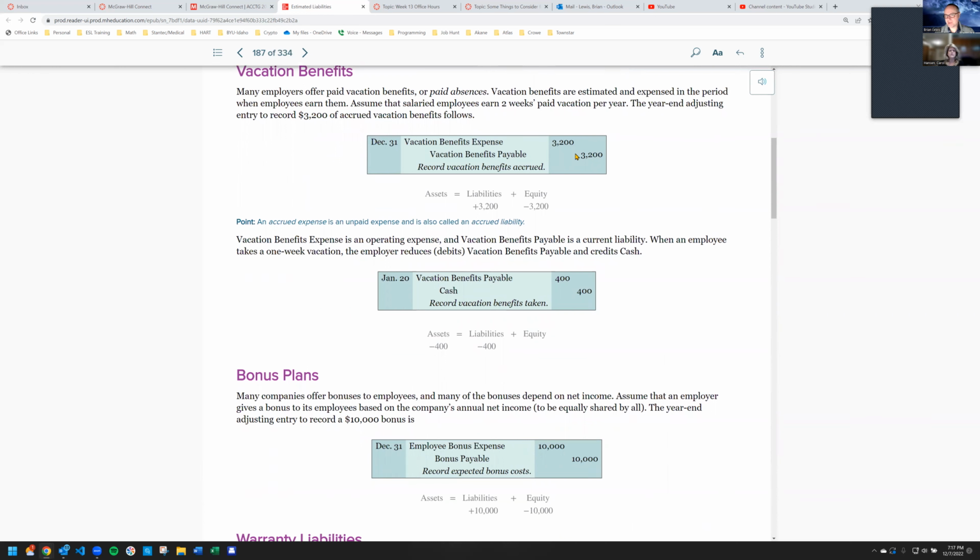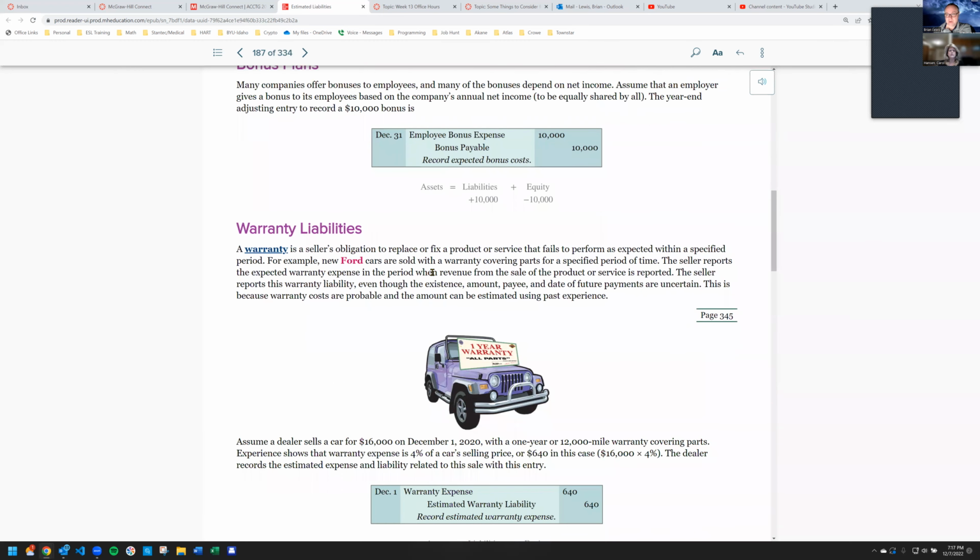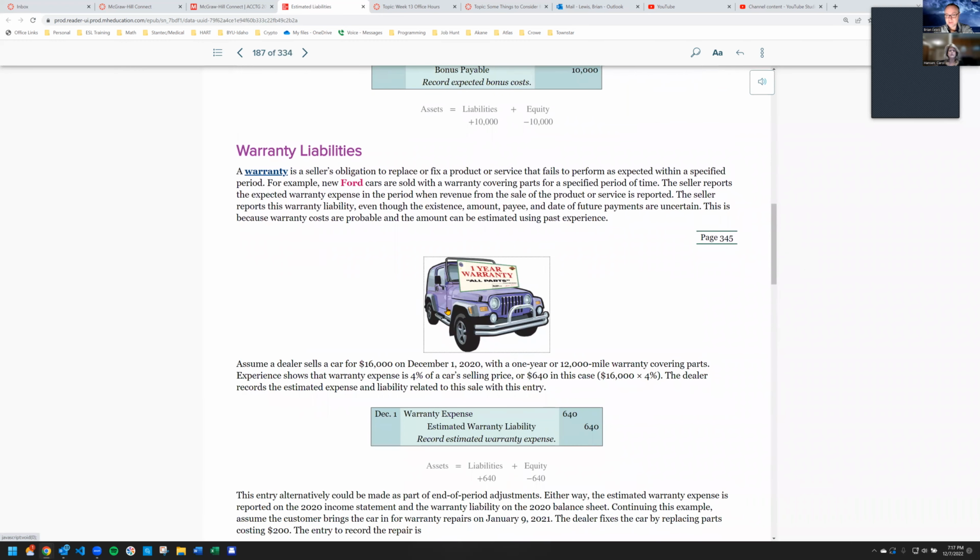So this is where they set up on vacation. This is where they set up the liability, and then they pay it out at whatever period of time. So you may accrue 2 weeks worth of paid vacation, but you only take a certain amount. You only took 1 week or whatever that happens to be. Bonuses are the same. Warranties, very similar.